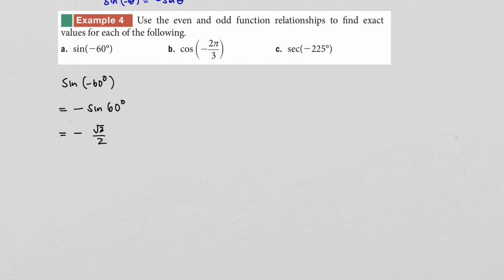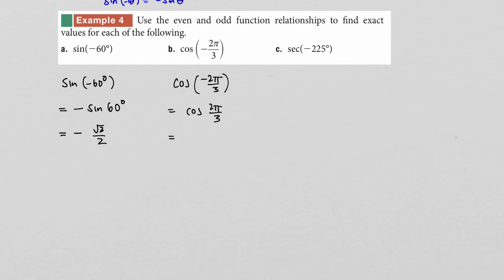For our next example, we have cosine of negative 2 pi over 3. Well, cosine is even. When you have an even function, the negative gets absorbed. So the cosine of negative 2 pi over 3 is the same as cosine of 2 pi over 3.